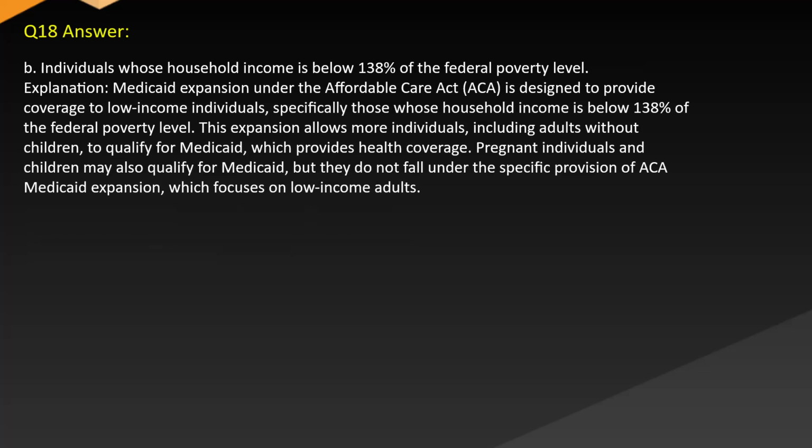Answer. B. Individuals whose household income is below 138% of the federal poverty level. Explanation. Medicaid expansion under the Affordable Care Act is designed to provide coverage to low-income individuals, specifically those whose household income is below 138% of the federal poverty level. This expansion allows more individuals, including adults without children, to qualify for Medicaid, which provides health coverage. Pregnant individuals and children may also qualify for Medicaid, but they do not fall under the specific provision of Medicaid expansion, which focuses on low-income adults.